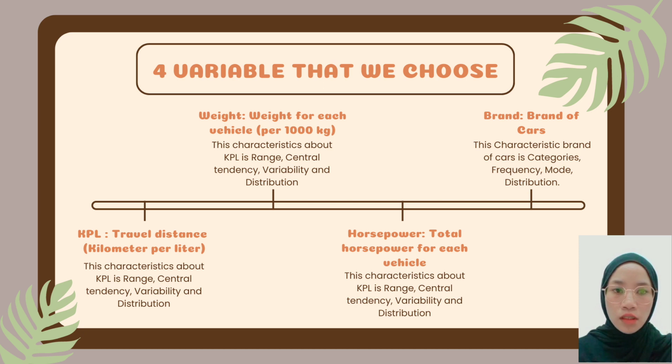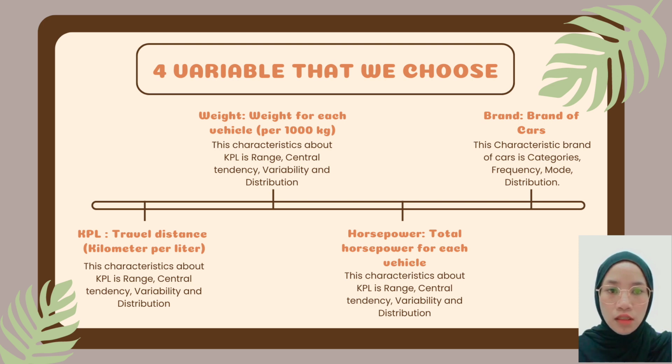Next, horsepower. Horsepower is the total for the vehicle. This variable is a measure of how much power a car engine produces. Its characteristics are range, the minimum and maximum horsepower values. For central tendency, total horsepower can be described using statistics like mean, median, or mode. For variability, total horsepower can be described using metrics like standard deviation or variance. Distribution can be used to analyze the distribution of total horsepower.